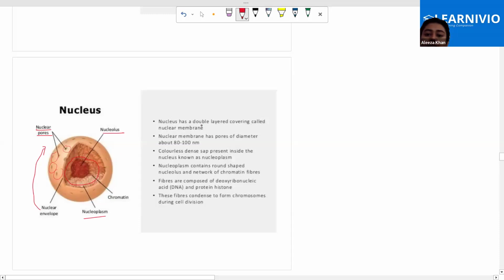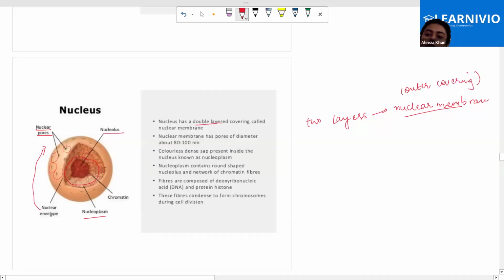Now, I was saying that there are the parts of the nucleus. So it is double layered, having two layers. The nucleus has two layers. The cover of the nucleus is known as the nuclear membrane. The cell has the plasma membrane, but within the cell you have the nucleus, and the nucleus also has an outer covering, which is the nuclear membrane. This is the outer covering of the nucleus.